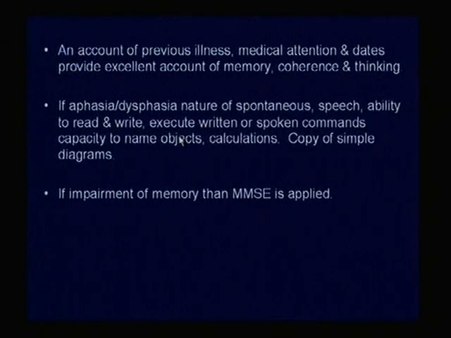Then note down whether the patient is having aphasia or dysphagia, or the nature of any spontaneous speech, ability to read and write, execute written and spoken commands, and capacity to name objects. Calculation: you give him some calculation, 3 plus 3 is equal to 6, 3 into 3, and if he is able to do it, then make some common drawings, make a triangle, make a quadrangle, make a circle, and ask him to draw the similar thing.